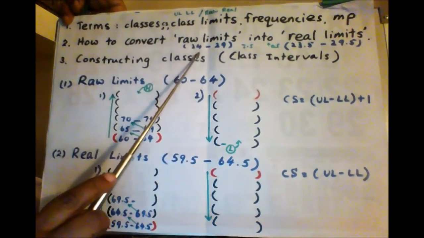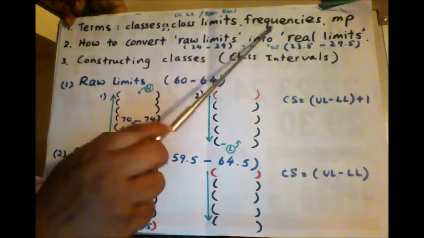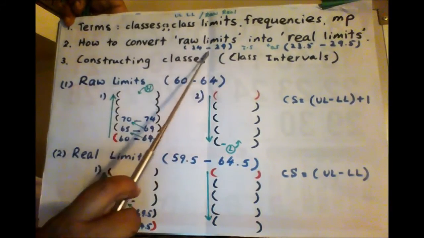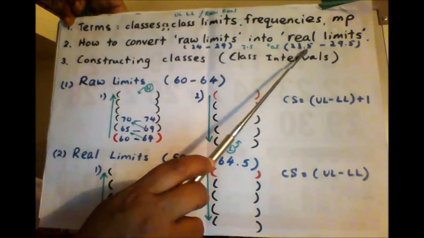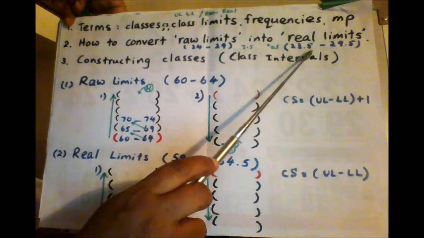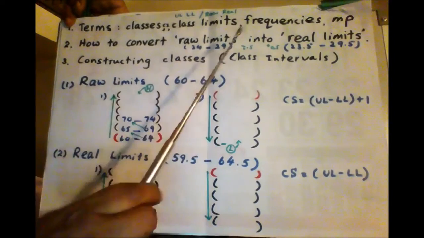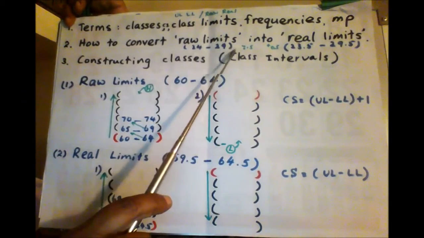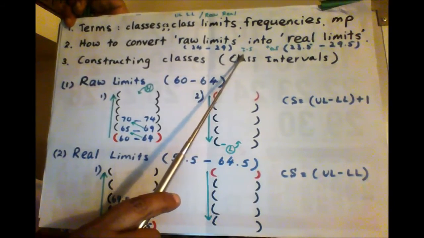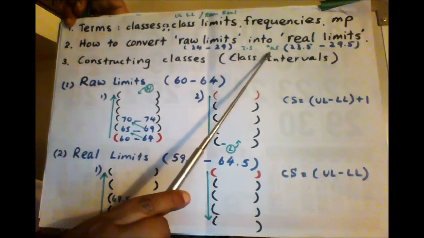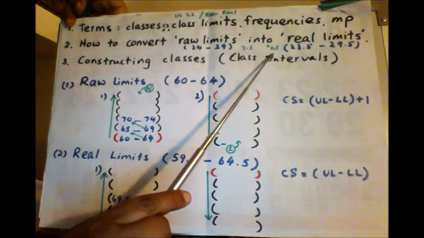Then we learned how to convert the row limits. Row limits are these. And how to convert row limits into real limits. So in real limits we have 0.5. Remember like that. Okay. How can we convert them? We have to deduct 0.5 from the lower side and we have to add 0.5 to the upper limit.